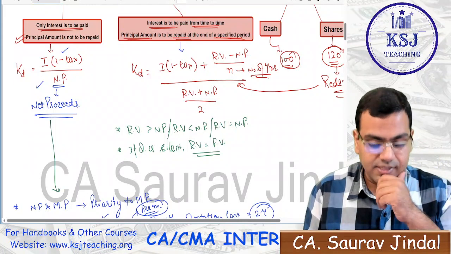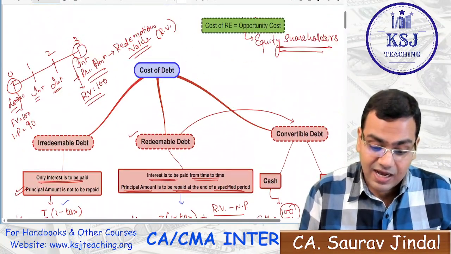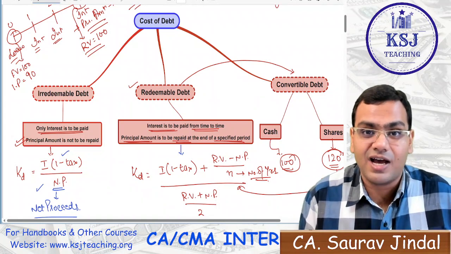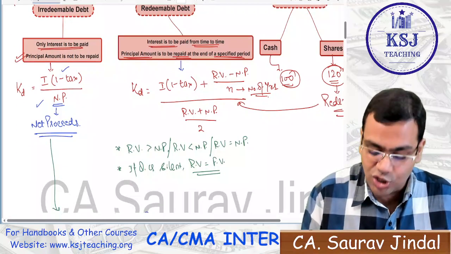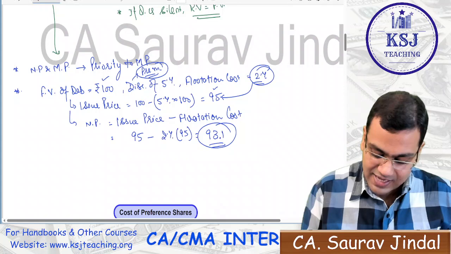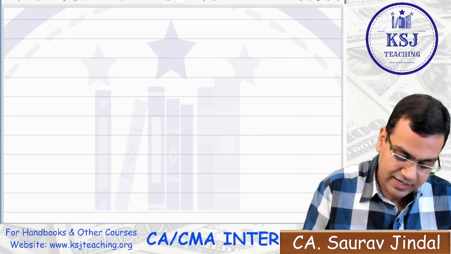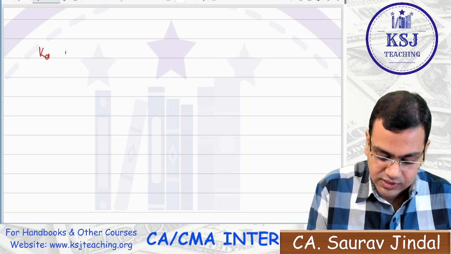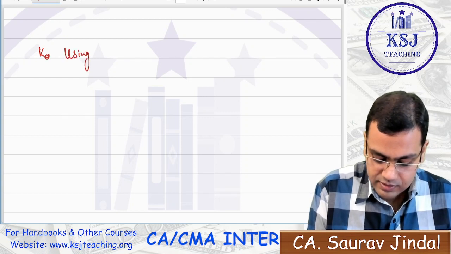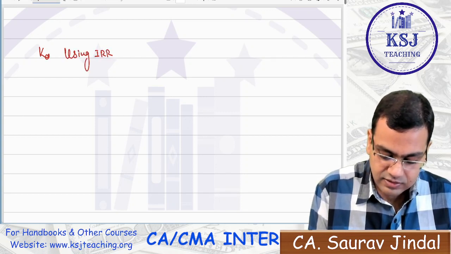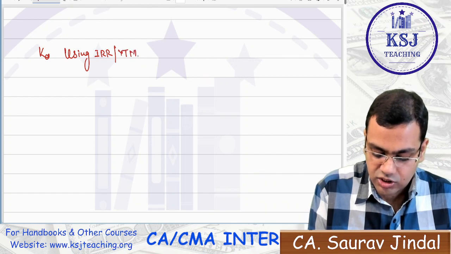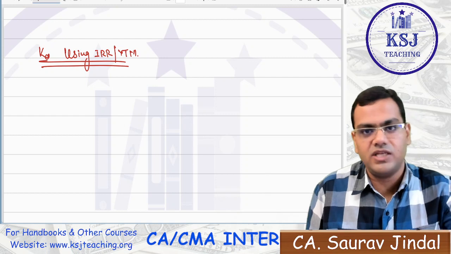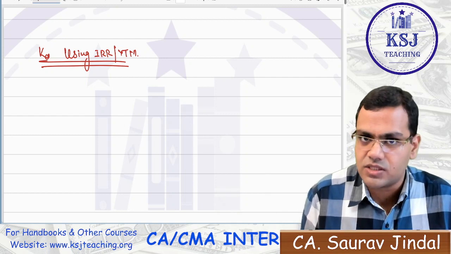One more thing. If he asks you to calculate the cost of debt using the IRR or the yield to maturity, this can be there. So they can ask you to calculate the KD using IRR or the yield to maturity. Now, you have already studied about the IRR. We have already studied it in the chapter of capital budgeting and investment decisions.